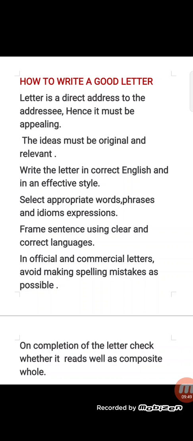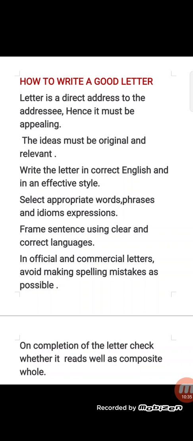Now, while writing the letter, you should use correct English and an effective style. You have to avoid making spelling mistakes. You have to use correct words, correct sentences. In the essay, as I told you, use small sentences, but they should be correct. Next, select appropriate words, phrases and idiomatic expressions. In the essay also this point is there. Same here, you are going to select proper words, phrases and idioms.